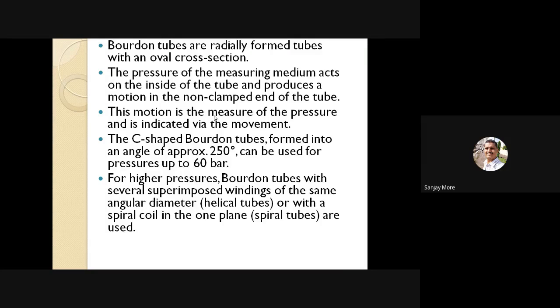The C-clamped Bourdon tubes, formed into an angle of approximately 250 degrees, can be used for pressure up to 60 bar.